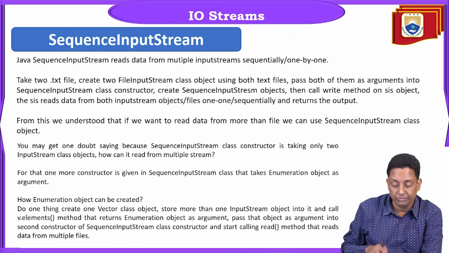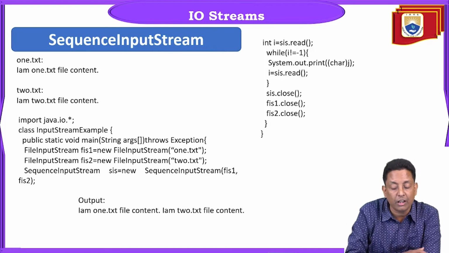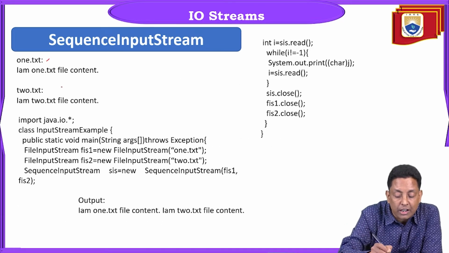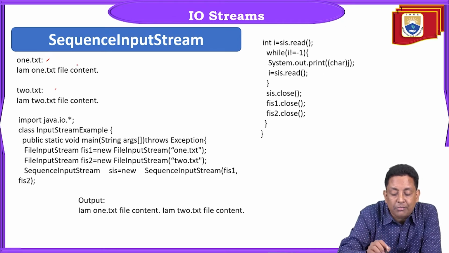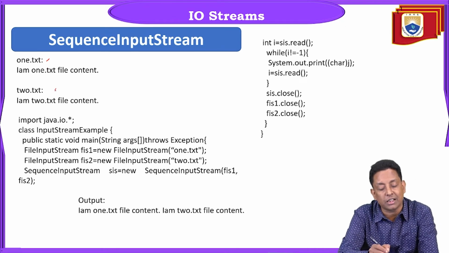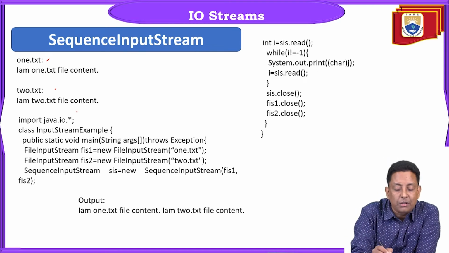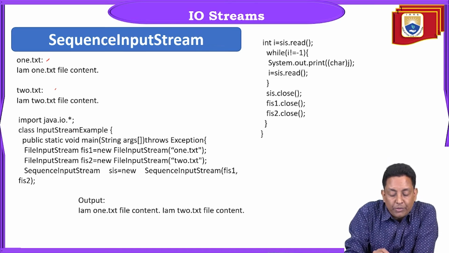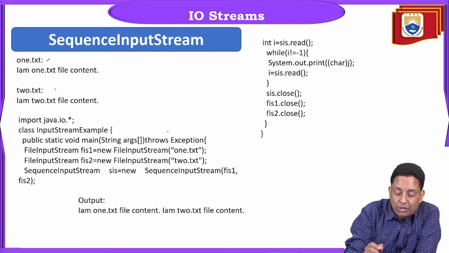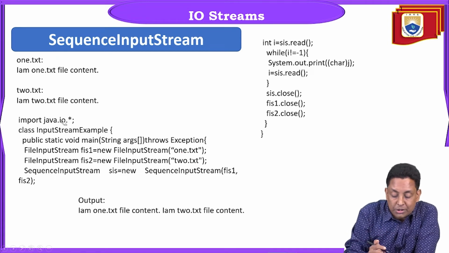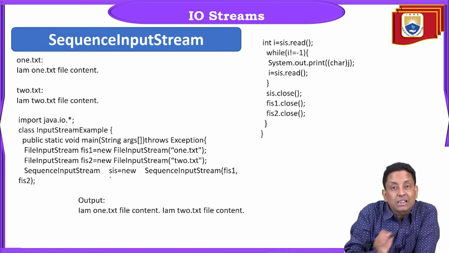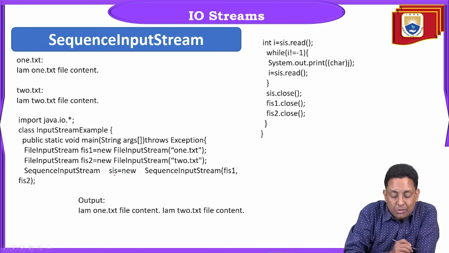So here is an example on this whole topic. Here there are two files written, 1.txt and 2.txt. 1.txt contains "I am 1.txt file content", and 2.txt contains "I am 2.txt file content". In the sequence input stream example, two file input stream objects are created, one pointing to 1.txt and one pointing to 2.txt. Both file input stream objects are given as arguments to the sequence input stream class constructor. One sequence input stream object is created.